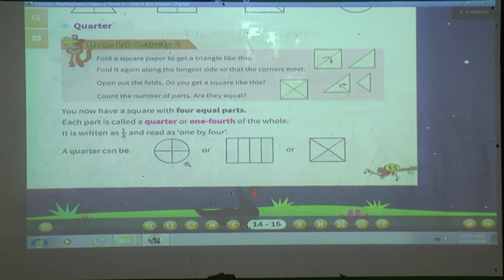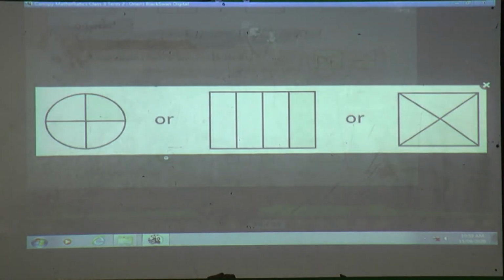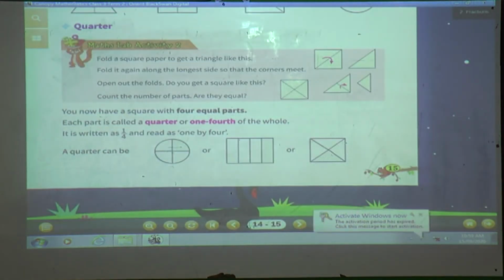See here, a quarter can be like this. Just now I showed you this example, the circle. Okay, now see this. Here one square paper is there. If we divide this square into 4 equal parts, then each part is called 1/4 or quarter. Okay, this also I have shown you. When we divide this square into 4 equal parts like this, then each part is called a quarter or 1/4. Okay, now turn the page.